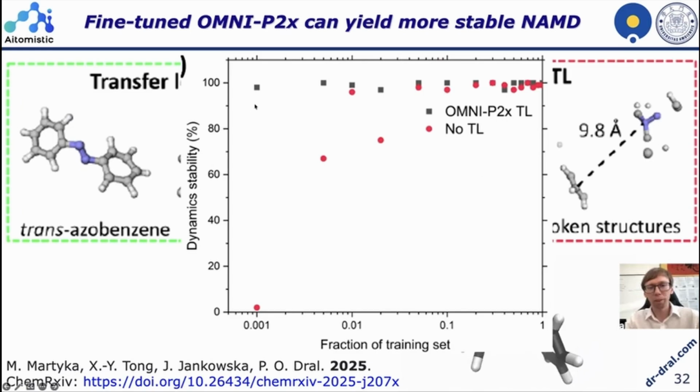If you look at this plot, this is the fraction of training data which you need to get reasonable results. If you do fine-tuning, so this transfer learning, you see that basically almost all trajectories are stable, even with very, very few data if you fine-tune universal OmniP2X. And if you don't do any fine-tuning, so if you do it from scratch, you need increasingly more points to get stable trajectories.